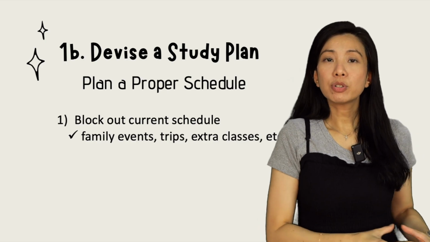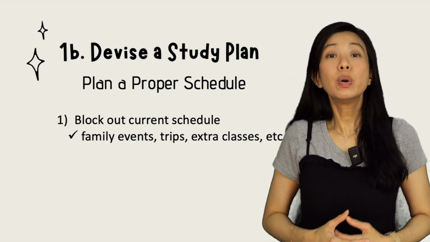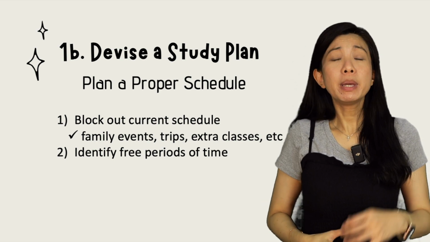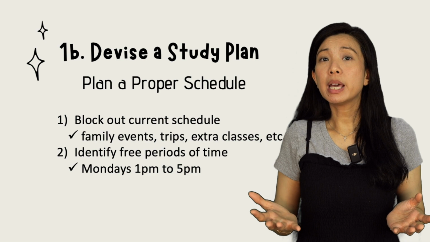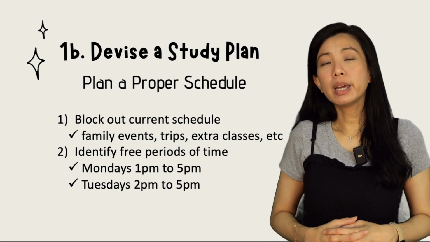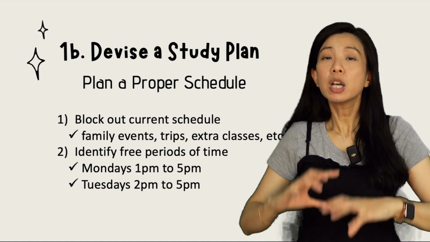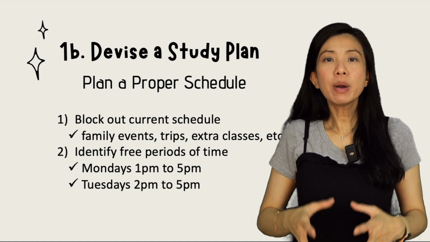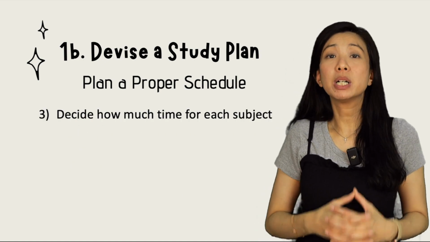Once you have blocked out your current schedule, the next thing you can do is to identify free periods of time. So for example, maybe on Mondays from 1 to 5 p.m. I'm free. So I'm going to block that out on my calendar. And maybe on Tuesdays, I'm free from 2 o'clock to 5 o'clock. So again, I'm going to block that out on my calendar. So once I've done this, now I'm going to decide how much time I need per subject.